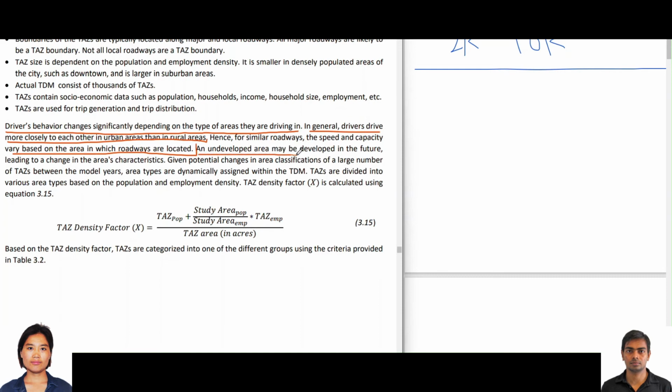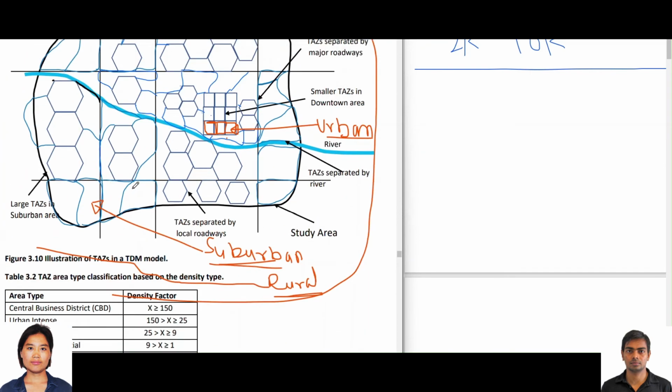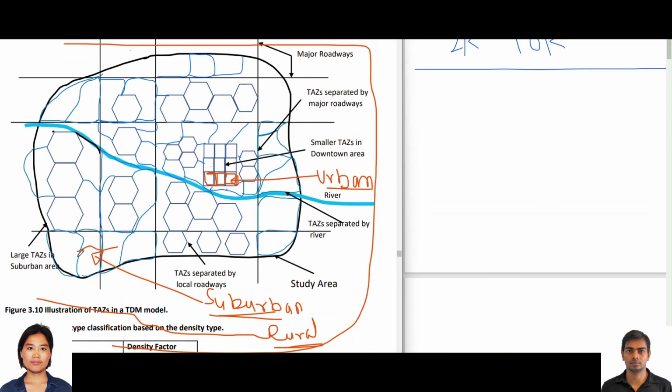An undeveloped area may develop in the future, leading to a change in the area's characteristics. So what happens is, let's say this is suburban area and this is our existing map. In the future there will be more development and smaller TAZs may come in, and this rural area might become suburban area. So now what happened is, the area type changed. So urban core will likely still be urban, but suburban might change into urban, and rural might change into suburban, or rural might change into urban, or any other things can happen because of the land use patterns. Because of the changes in land use pattern, the area type can change in the future.